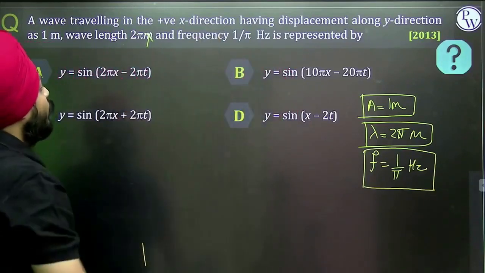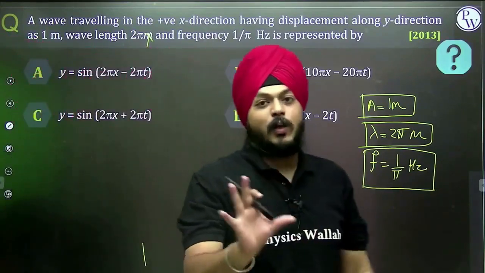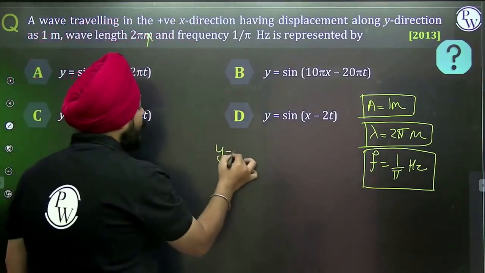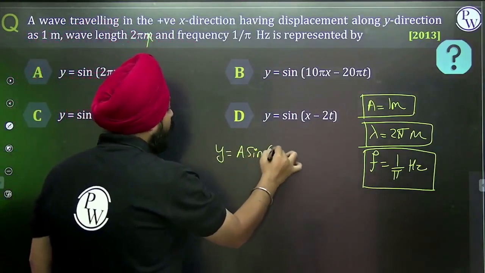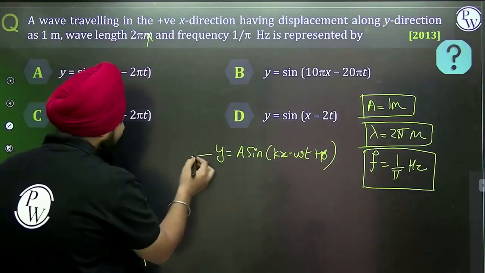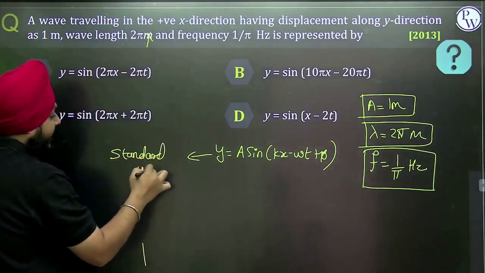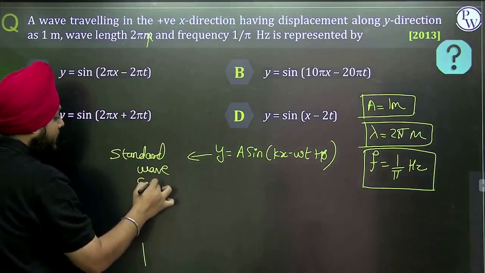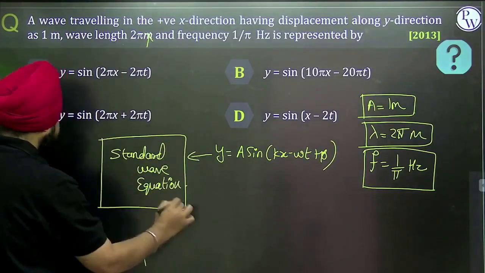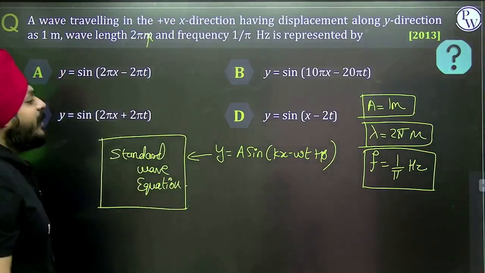Right, this question is asking 2013. Why? Now what will be the actual equation of the wave? See, y is equal to A sine of (kx minus omega t plus pi). This is the standard wave equation.